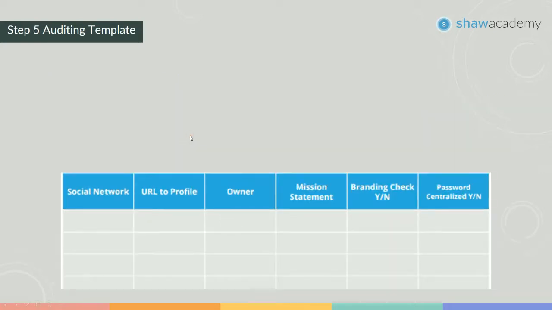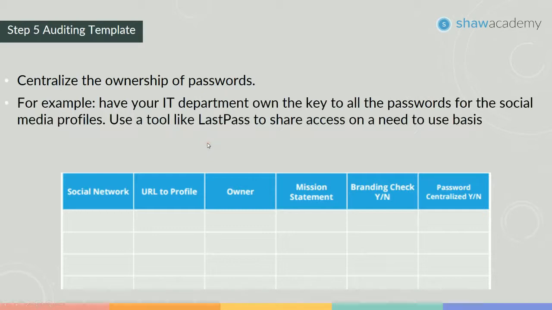Then, step number 5. Maybe this is for some small and medium enterprises, especially for people who work with other co-workers on the social media strategy. So centralize the ownership of the passwords. Just add a column to your spreadsheet. For example, have your IT department own the keys to all the passwords for the social media profiles. You can use a tool like LastPass to share access on a need-to-use basis. That's step number 5. That's the practical way to create your auditing template.